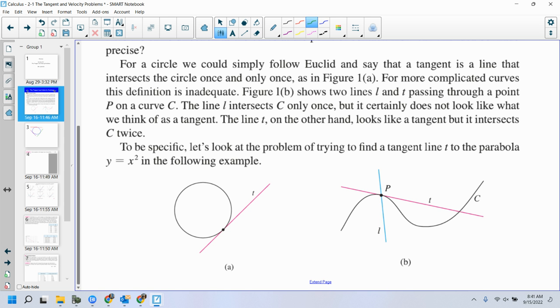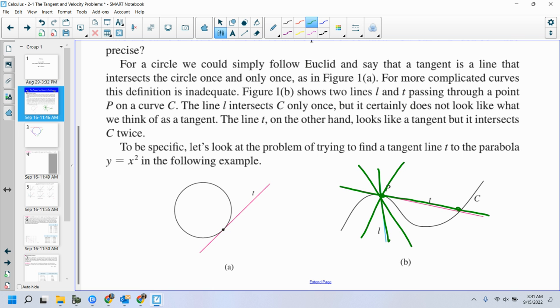For more complicated curves, this definition is not great. Figure 1b shows two lines, L and T, passing through a point on a curve, right? You could think about it this way. That line crosses once, and this one also crosses once. But that one crosses twice, right?